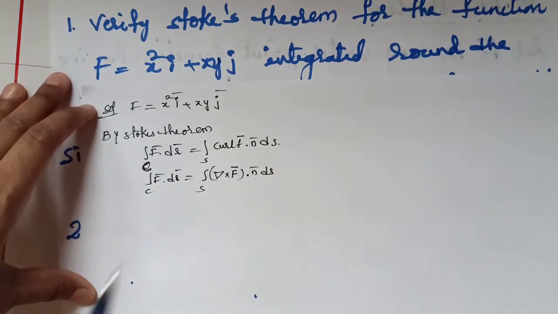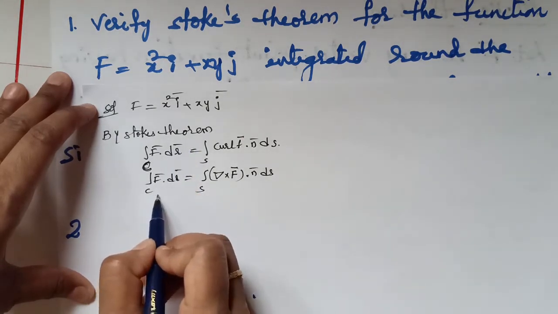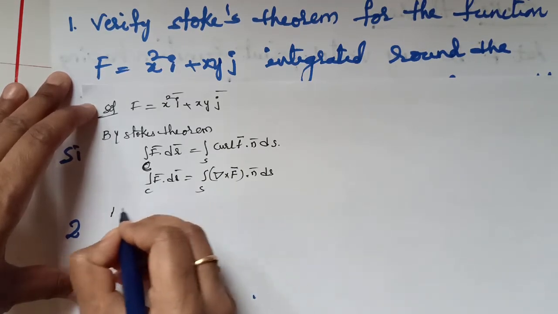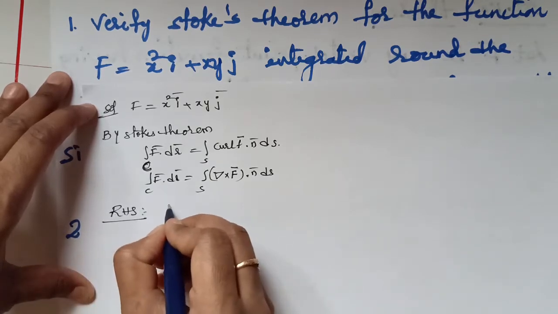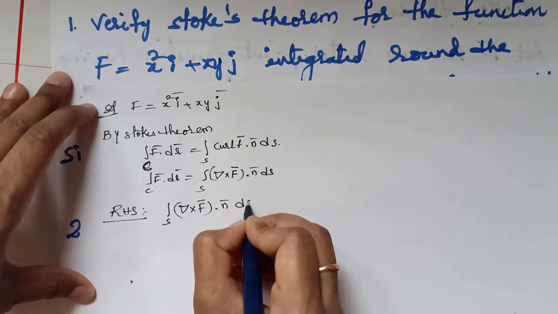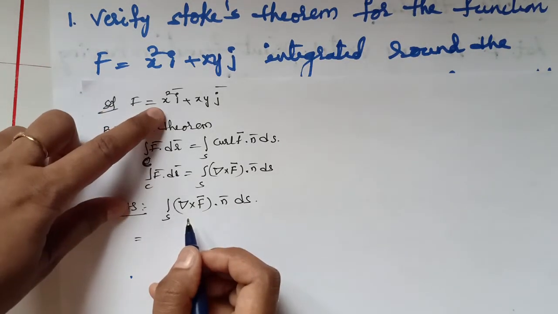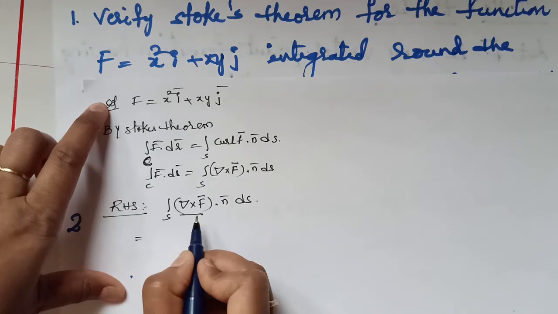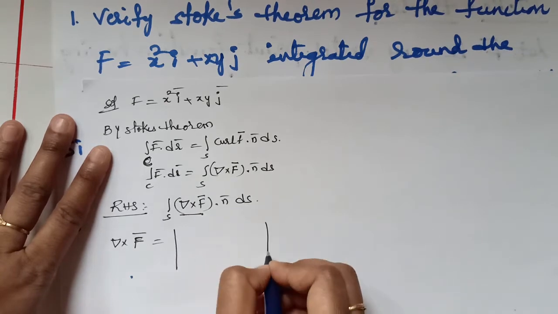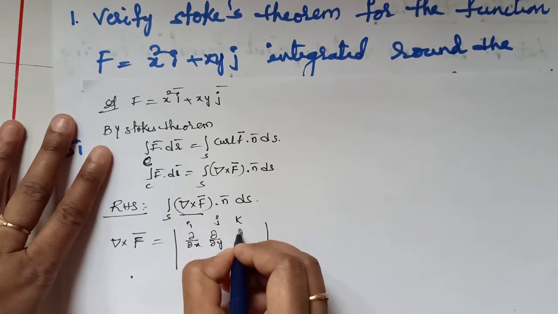Now if they ask you to verify, you have to evaluate the integral by using the line integral as well as by using the surface integral. So let us find the RHS value first, that is the integral over S of del cross f bar dot n bar ds. First, for the given vector point function, find curl f bar, that is del cross f bar, which is the determinant with rows i j k, dou by dou x, dou by dou y, dou by dou z.